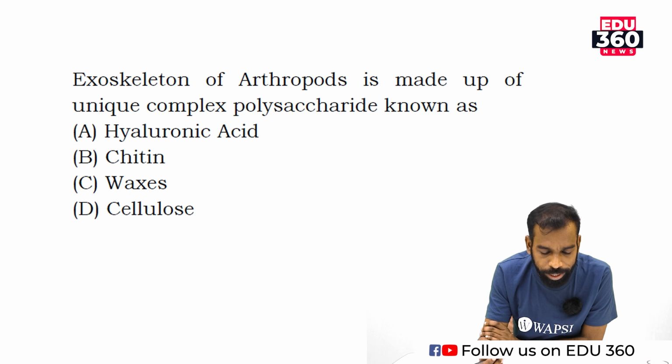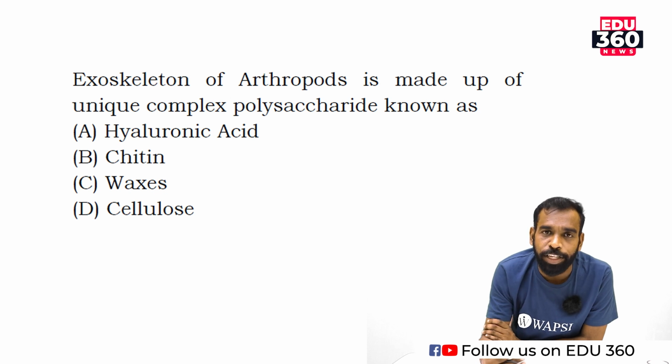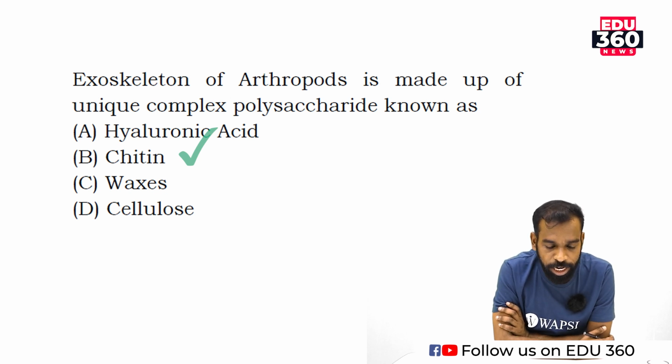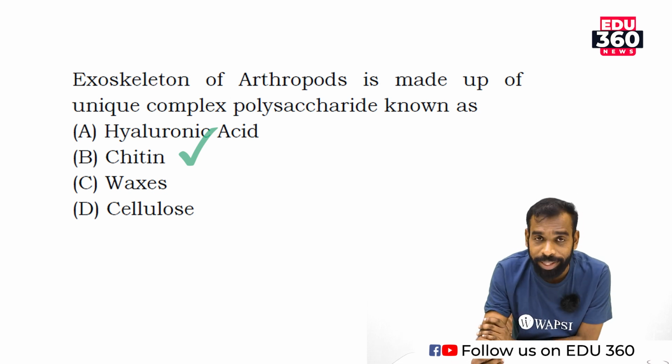The exoskeleton of arthropods is made up of a unique complex polysaccharide known as. You know that the exoskeleton is made up of chitin. Chitin is a complex polysaccharide which is used to make the exoskeleton of arthropods. Total 4 options are there: hyaluronic acid, chitin, option C waxes, option D cellulose. So chitin is the answer.